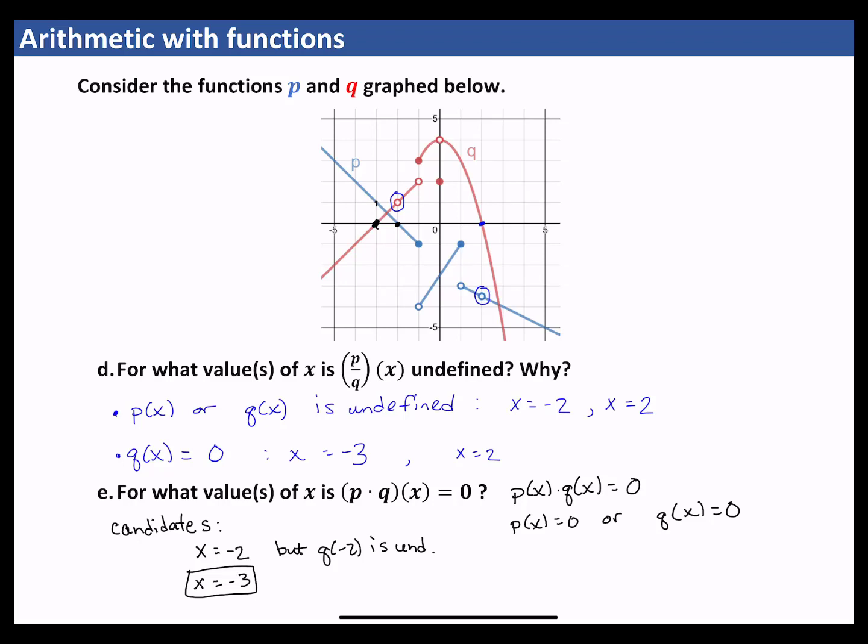And then the other place where q of x equals 0 is at x equals 2. But at x equals 2, p of x is undefined. So p of 2 is undefined. That means that x equals 2 would not make the product (p times q)(x) equal to 0. So our only answer for part E is x equals -3.